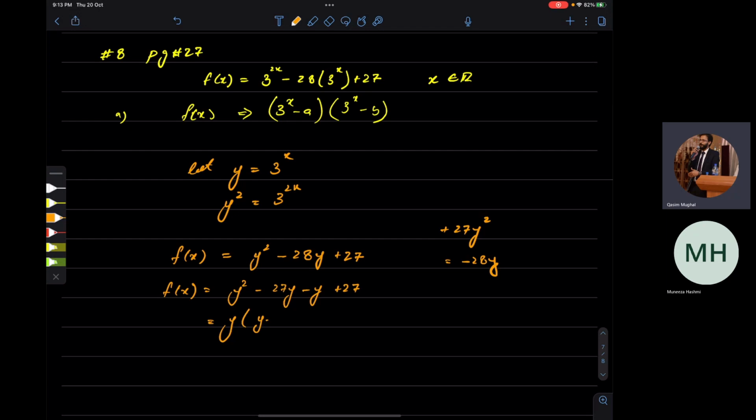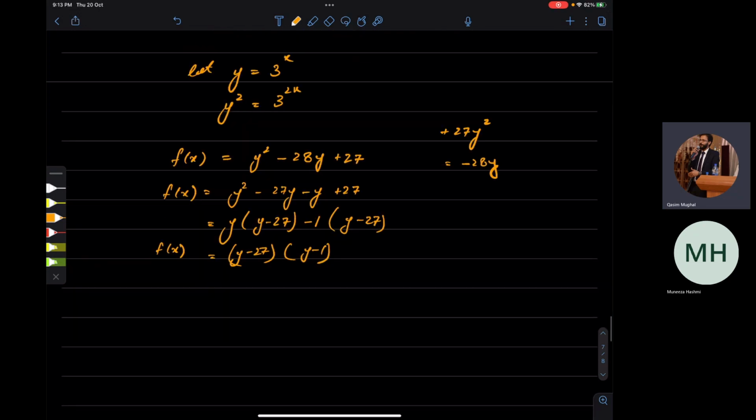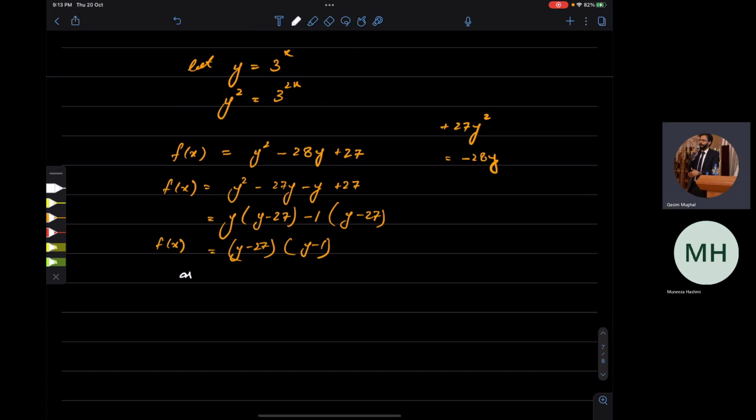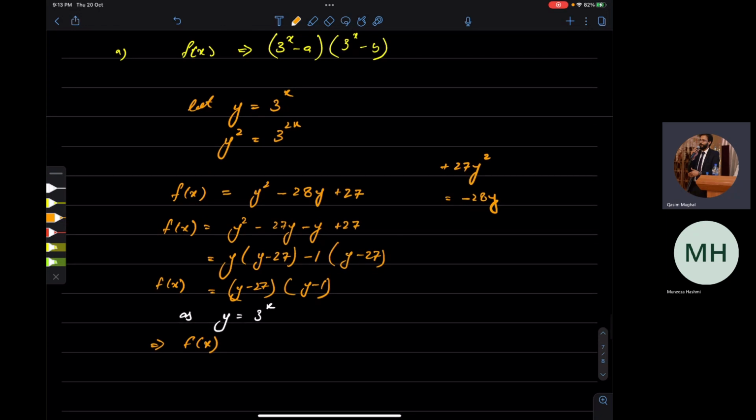I'll take y as common, so y minus 27, negative 1 is common, and y minus 27. That is y minus 27 times y minus 1. That's f of x. So I'm going to go back to the actual variables. As y equals 3 to the power x, this implies that f of x would be equal, oh, okay, so I can't use f of x here. Actually, just leave it like that. So f of x would be equal to 3 to the power x minus 27 and 3 to the power x minus 1. Got it?